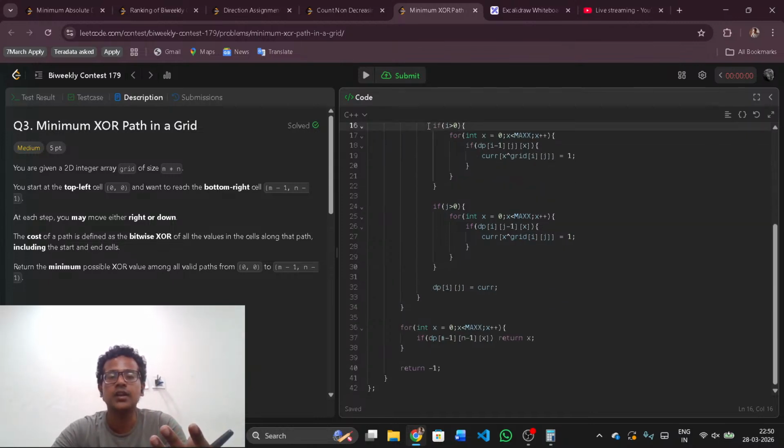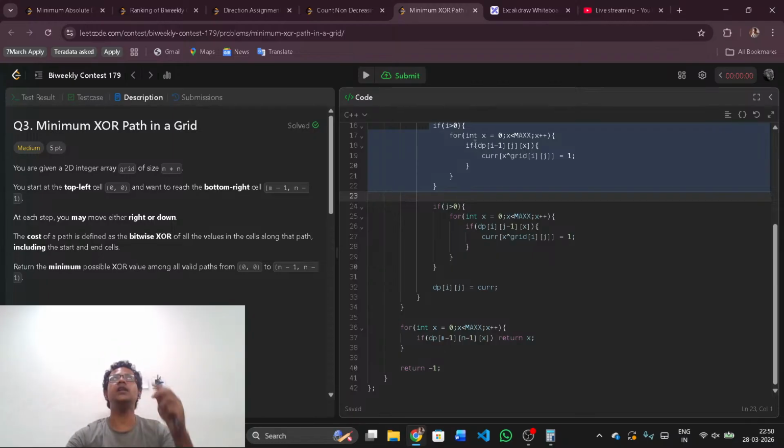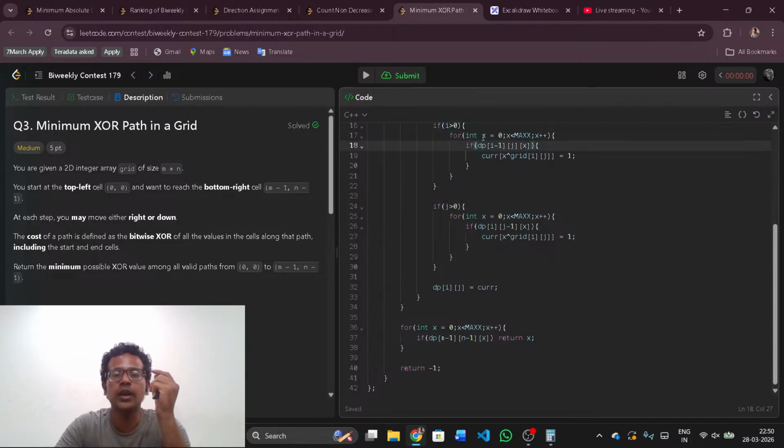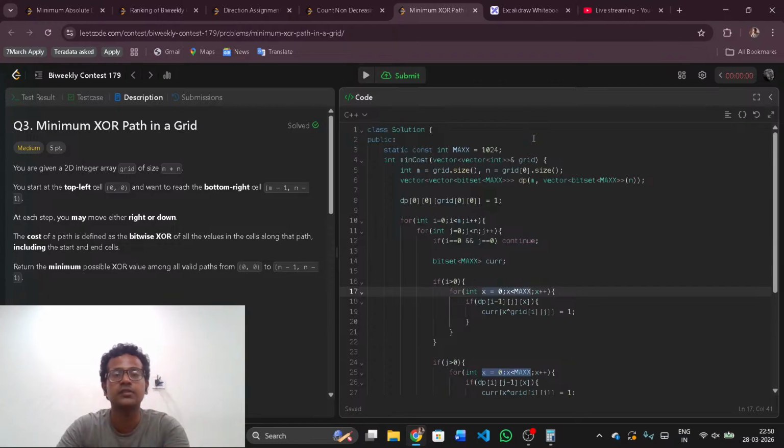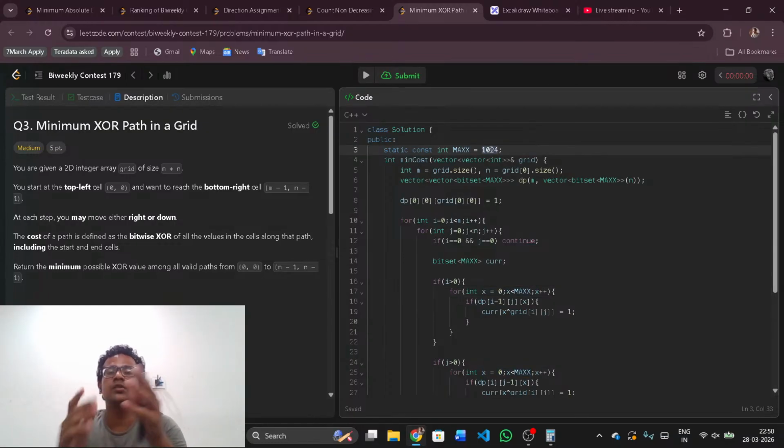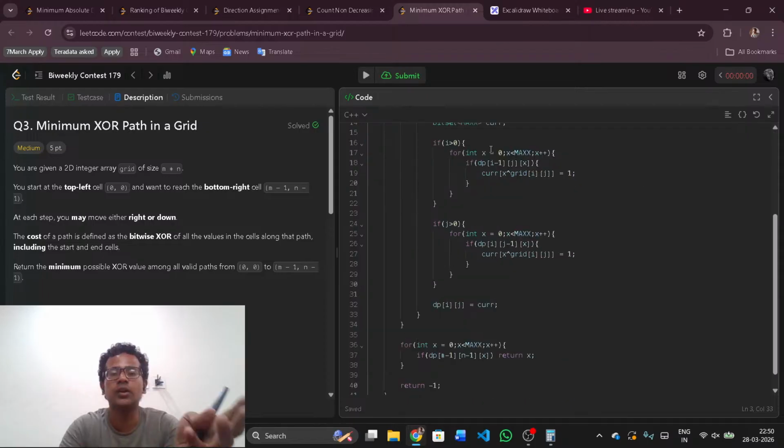If i is greater than 0, nothing but I'm at the below rows. i is greater than 0. x is equal to 0, x is less than max. Now again, max is 1024, less than 1024 will go till 1023.